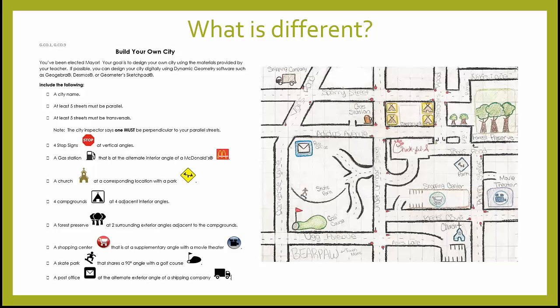Make note of the item that requires a student to place a shopping center that is at a supplementary angle with a movie theater. Some students place these landmarks as linear pairs, others at same-side interior or exterior angles, and others at 2 right angles, all being correct placements, yet varying in interpretation of the guideline.